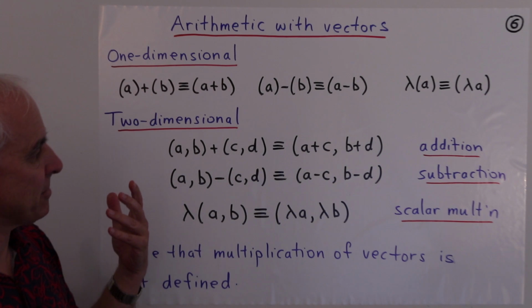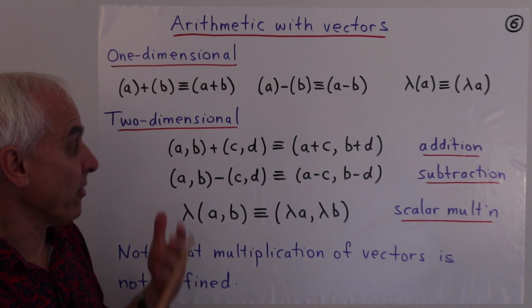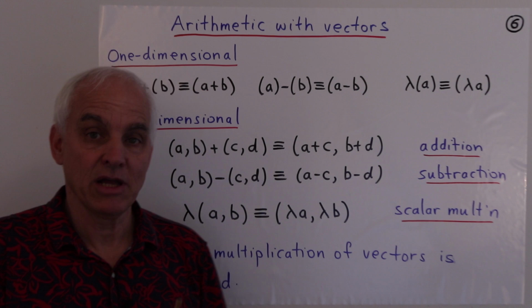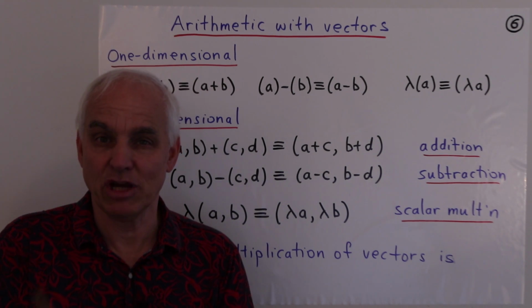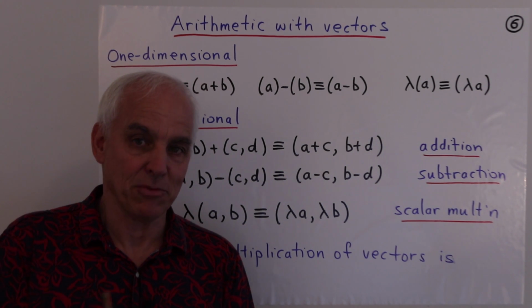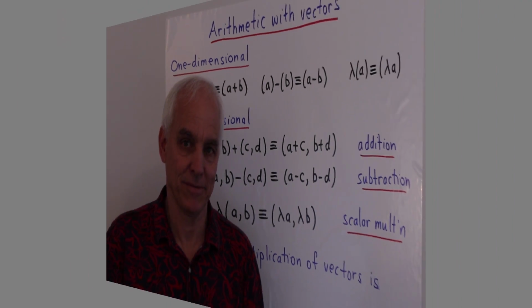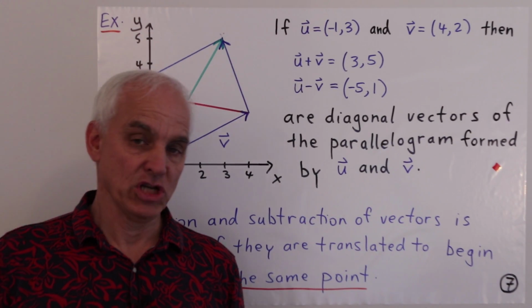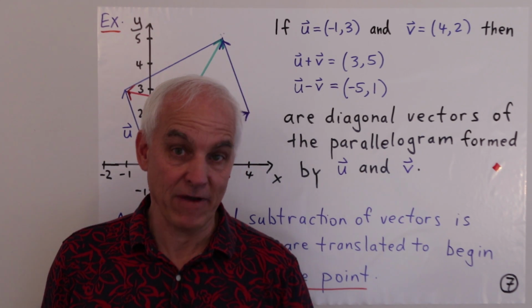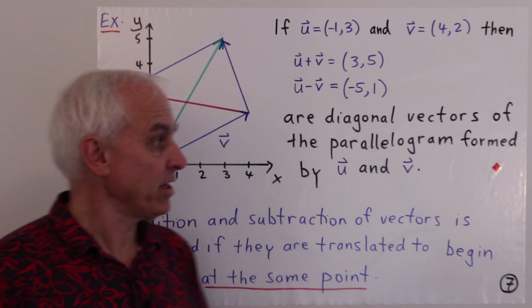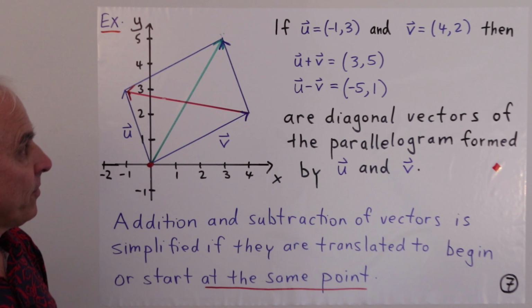So these are arithmetically defined operations, but of course they do have a geometrical meaning. Otherwise, they'd be rather pointless. Very important geometrical meaning. The geometrical significance of vector addition and vector subtraction is illustrated in this example.